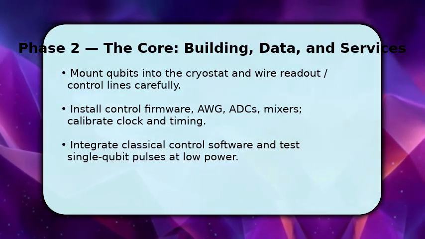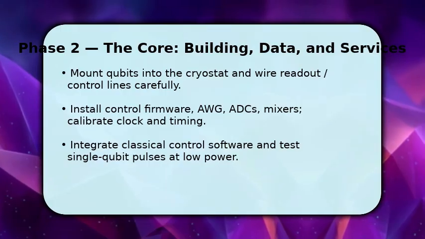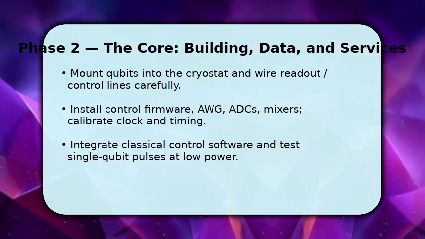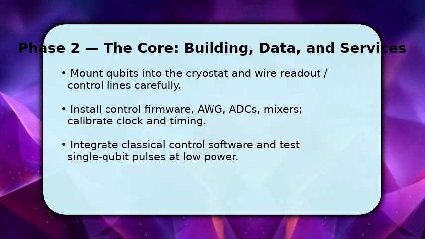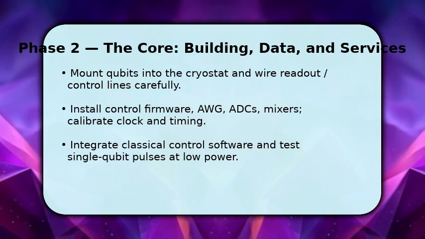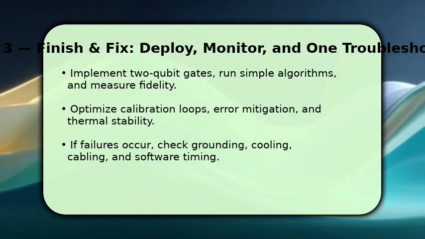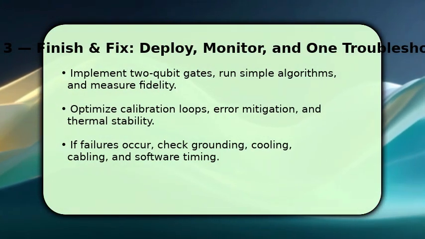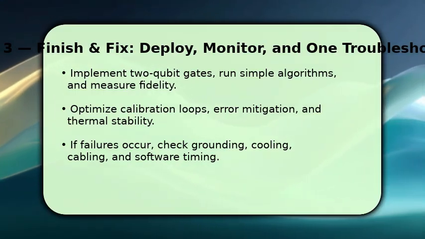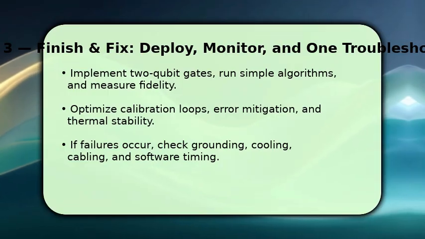Then load pulse sequences and test single qubit control at low amplitude to avoid damage. Once stable, run Rabi and Ramsey experiments to characterize coherence. This informs gate. You finish by implementing 2-qubit gates, compiling simple algorithms, and measuring performance metrics like fidelity and error per gate. Iterate calibrations and add closed-loop routines to correct drift.